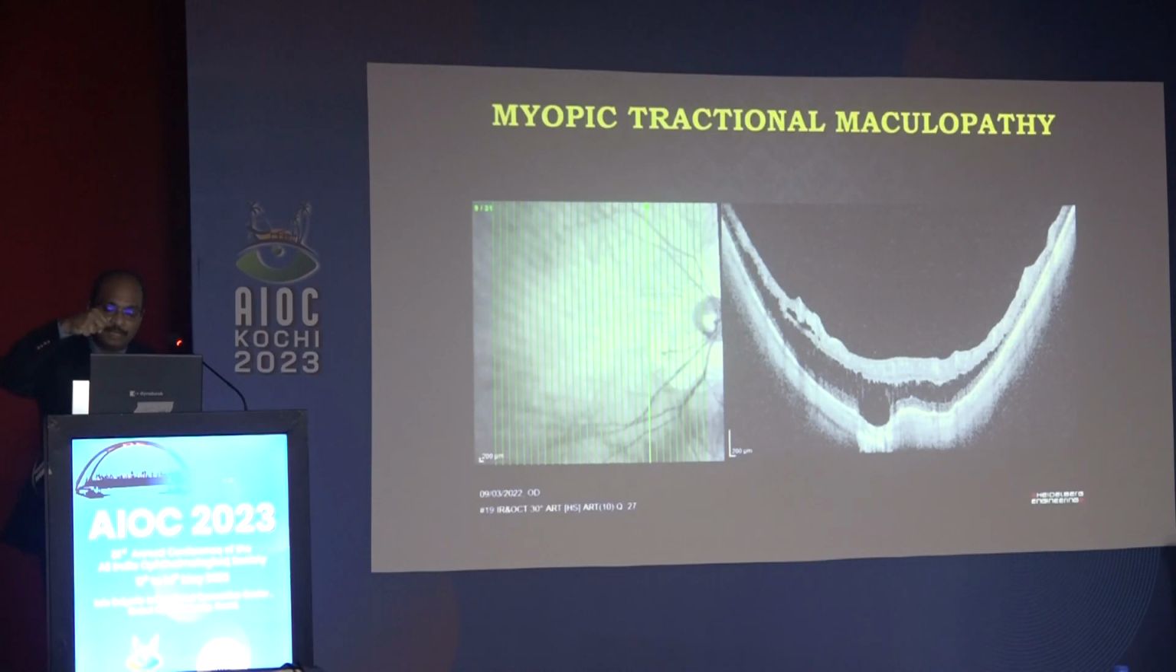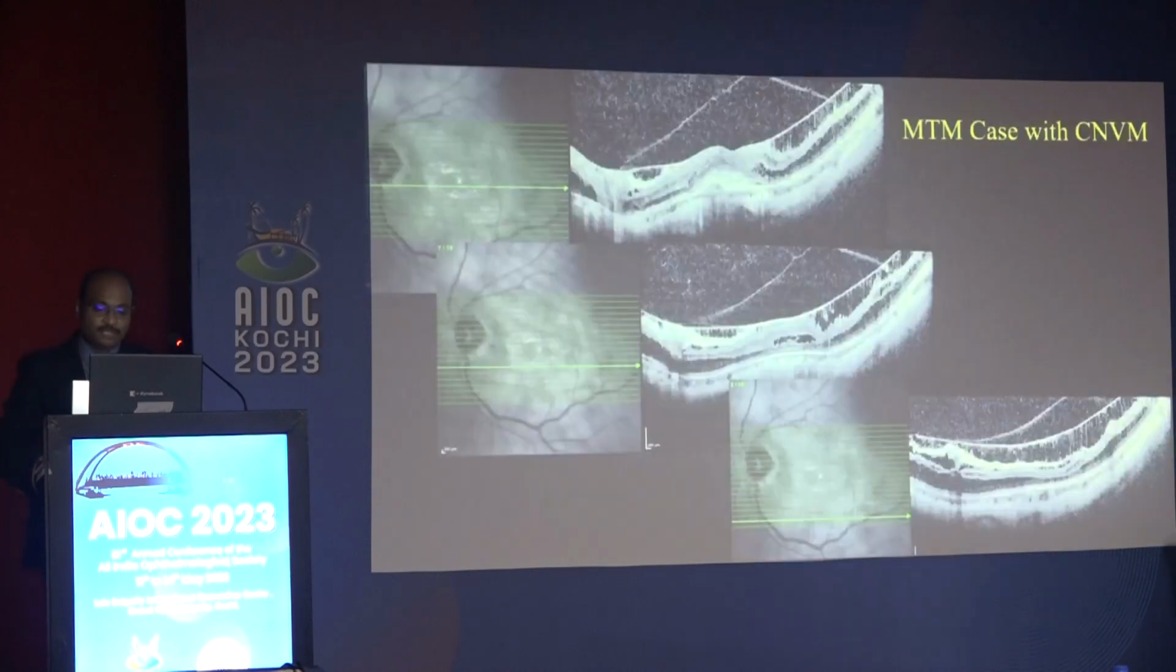The macula is split, the retina is pulled up, and you see this kind of example. This is an example at the fovea. You can see there's a CNVM at different levels.